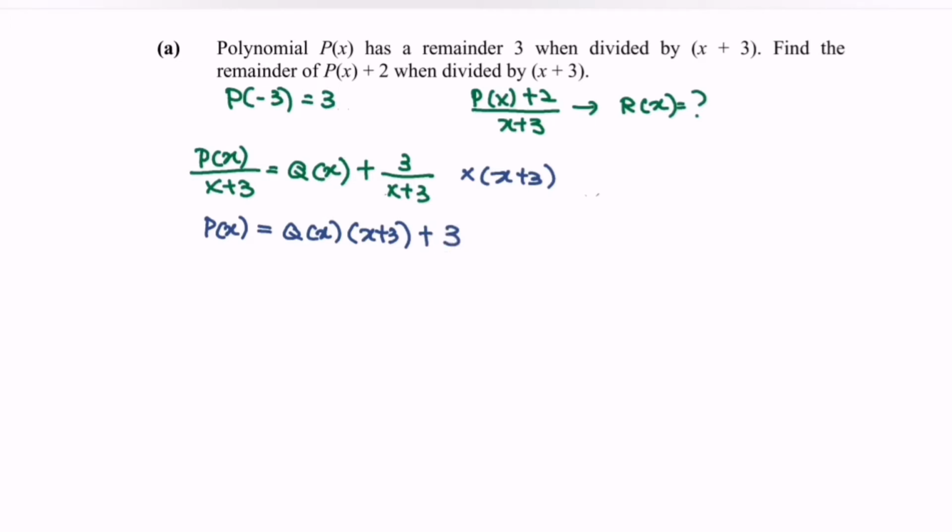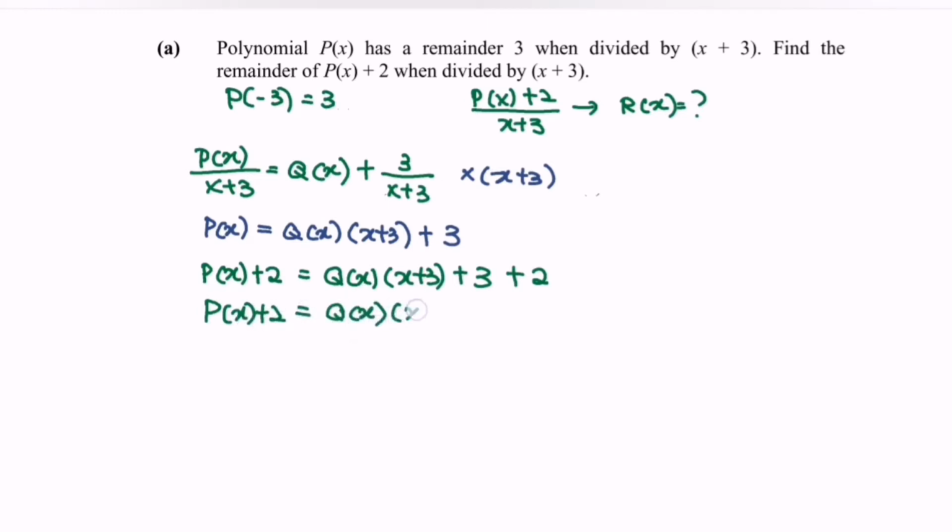So now the situation said p(x) + 2. So in here, I'm going to add on 2 to the left hand side, where we will have p(x) + 2. Since this is an equality, if the left hand side plus 2, the right hand side also needs to plus 2. So q(x) multiplied with (x + 3) plus 3 as a remainder, we have to add on the 2 as well. So finally, we have p(x) + 2 = q(x)(x + 3) + 5.